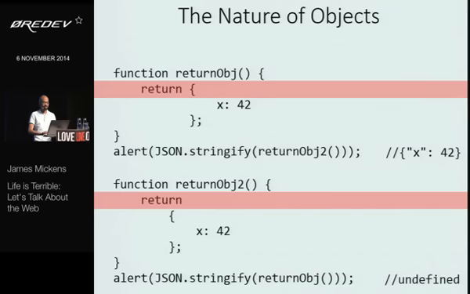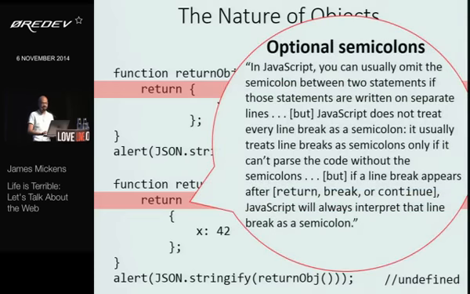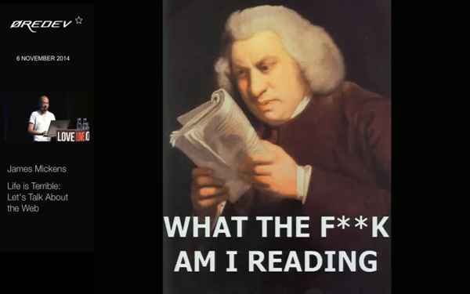What just happened, okay? So I dig around the O'Reilly book some more, and I discover the following information. In JavaScript, you can usually omit the semicolon between two statements if those statements are written on separate lines. But JavaScript does not treat every line as a semicolon. It usually treats line breaks as semicolons only if it can't parse the code without the semicolons. But if a line break appears after return, break, or continue, JavaScript will always interpret that line break as a semicolon. What the deleted expletive am I reading?